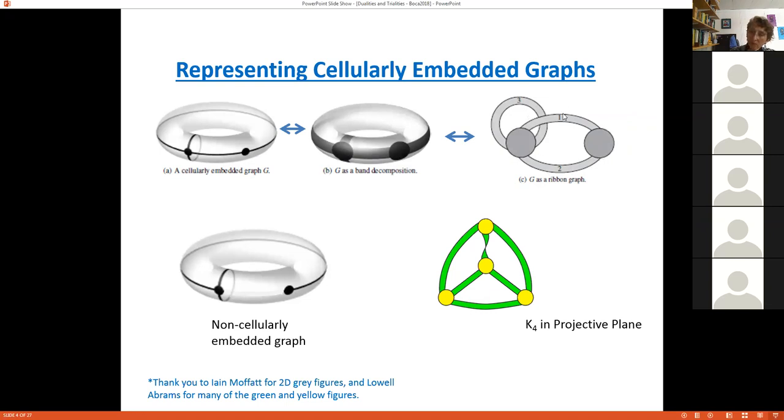Okay, so these are all equivalent. Most of the drawings in the ways we'll be talking about this are going to be in terms of ribbon graphs because it's the easiest way to draw the figures. So for example, if you want something non-orientable like this K4 in the projective plane, it's easier to give a half twist to one of those ribbons than it is to draw the cross caps. This is a non-cellularly embedded graph. We won't be seeing those. And I have lovely co-authors who also draw gorgeous pictures, so there's a mix of lovely figures in here from various people.